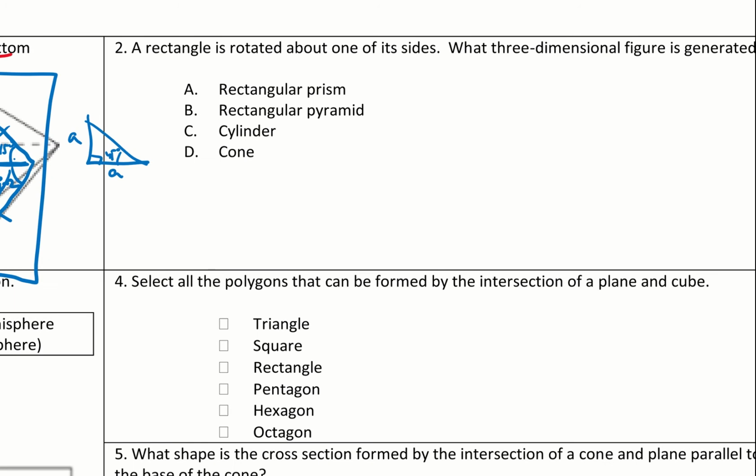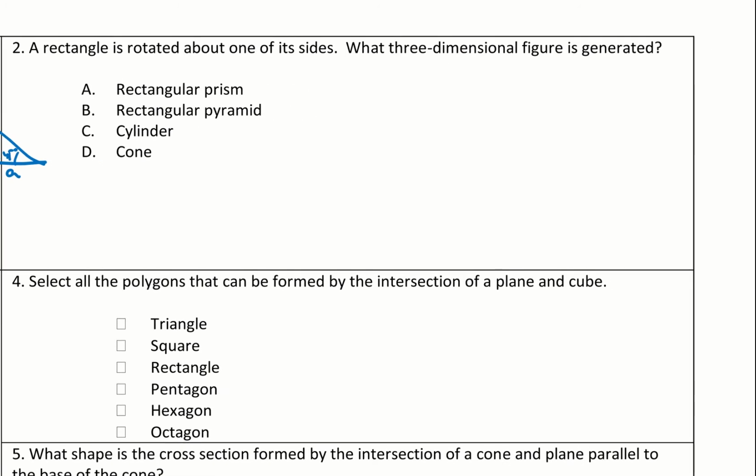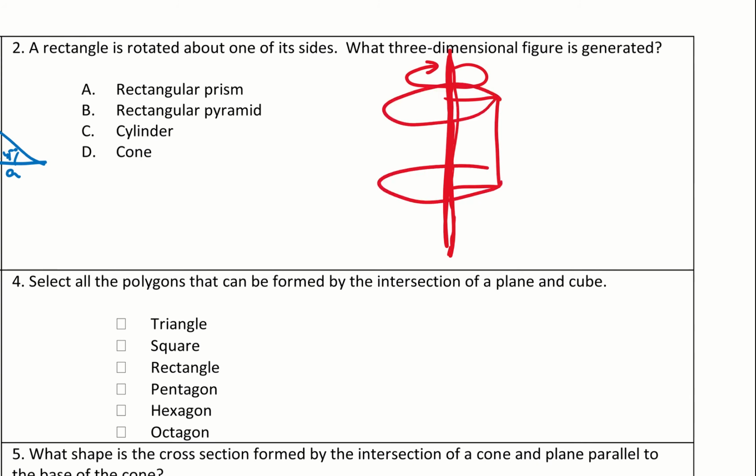All right, so for number 2, a rectangle is rotated about one of its sides. What three-dimensional figure is generated? So we have a rectangle. I'm just going to draw a skinny rectangle here, and it's rotated about one of its sides. So this side right here is my axis of revolution. It's rotated around it. And if I rotate that around it, notice that I get this cylindrical shape, so it makes a cylinder.